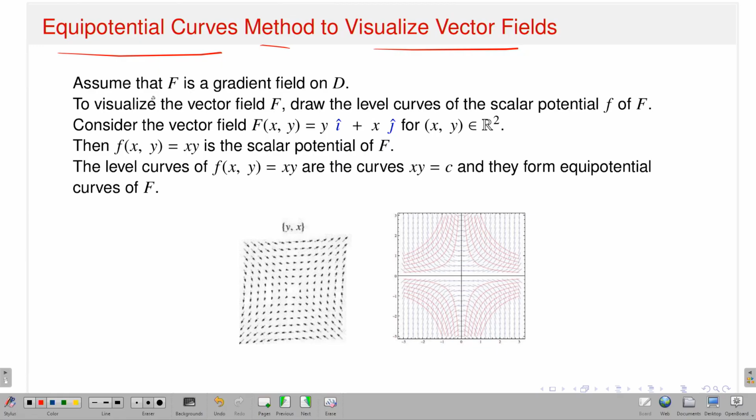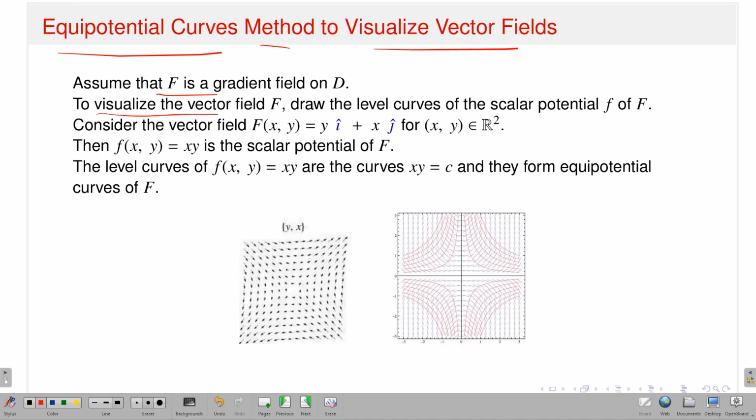Look, assume that capital F is a gradient vector field. So I am starting with a special kind of vector field, a gradient vector field, and you know what a gradient vector field is. A vector field capital F is called a gradient vector field if there exists a scalar potential or scalar field such that I can write capital F as the grad of small f. If that is the case, then I say that capital F is a gradient vector field.